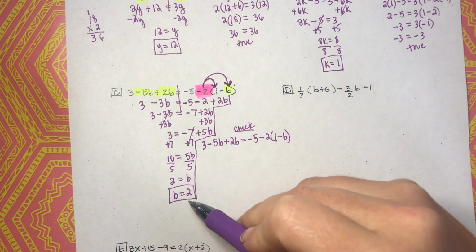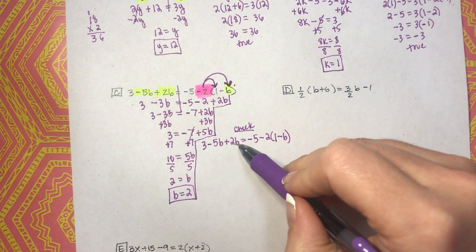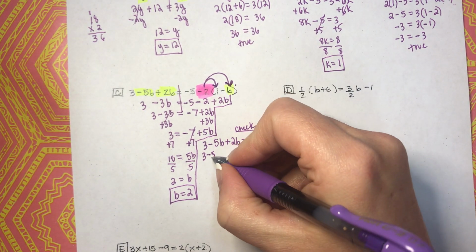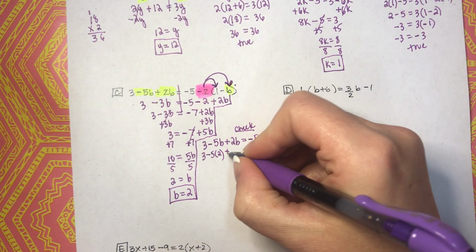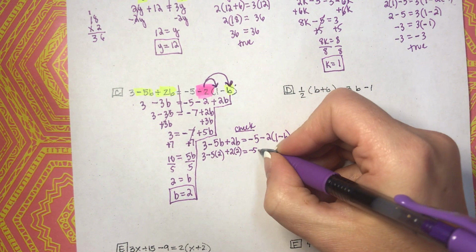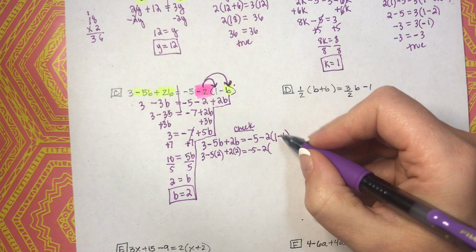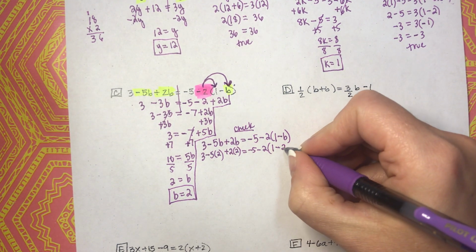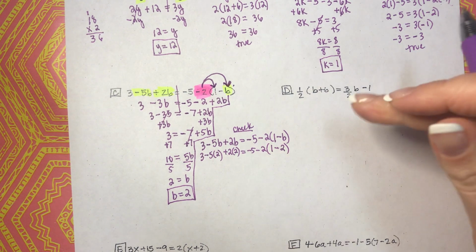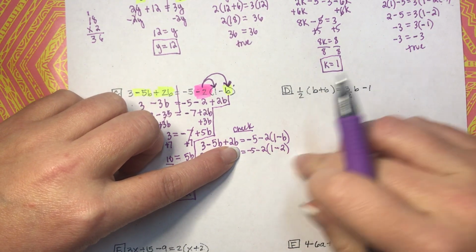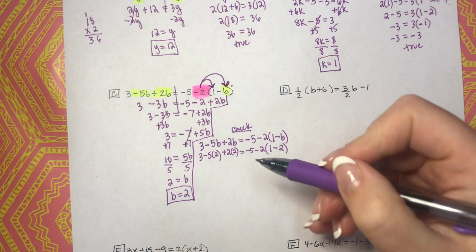All right, and then we're going to substitute 2 in for b here, here, here, and here. So 3 minus 5 times 2 plus 2 times 2 equals -5 minus 2 multiplied by the quantity, 1 minus, not b, but b is equal to 2. Okay, so we have a lot going on. We have order of operations over here. We got to solve order of operations over there on that side.